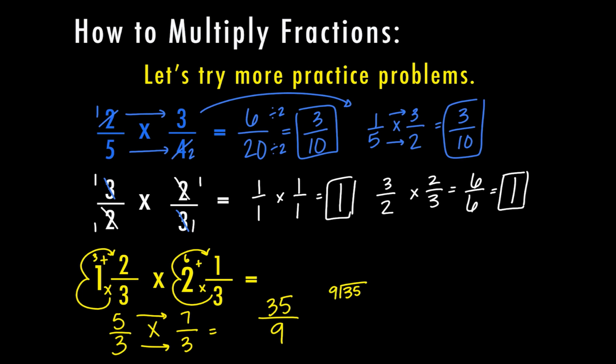9 goes into 35 3 times, which equals 27. I'm going to have 8 left over. So now 8, my remainder is my numerator, and my original denominator stays 9. So my answer is 3 8/9. If you didn't get one of those right, see if you can find your mistake so that you can make sure you don't make the same mistake again later.